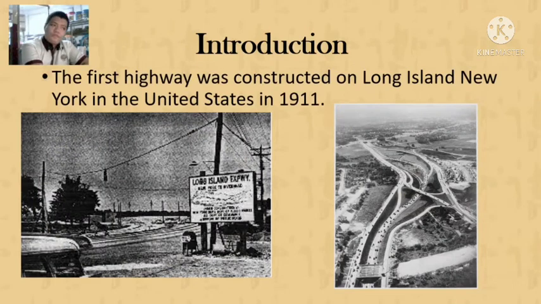Did you know that the first highway was constructed on Long Island, New York, in the United States in 1911? Here is the first picture, and this is the second picture of the first highway constructed.